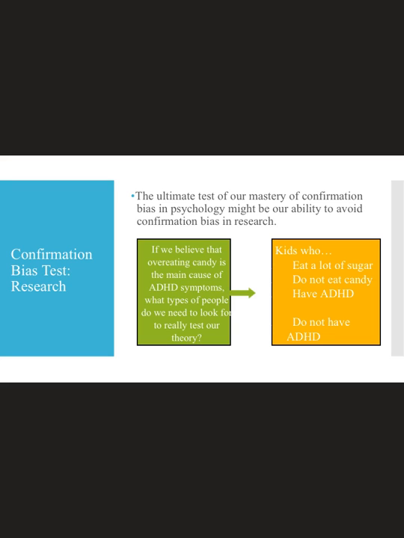If we believe that overeating candy is the main cause of ADHD symptoms, what types of people do we need to look for to really test out our theory? We're going to need to find kids who eat a lot of sugar, kids who don't eat sugar, kids who have ADHD, and kids who do not have ADHD. To engage in the confirmation bias test, we need to find cases of kids who do not eat candy. And if any of them also have ADHD, that would be how we disprove our hypothesis. So you're seeing how this confirmation bias test fits into, think back to Unit 1 of regular psych, our testing strategies.